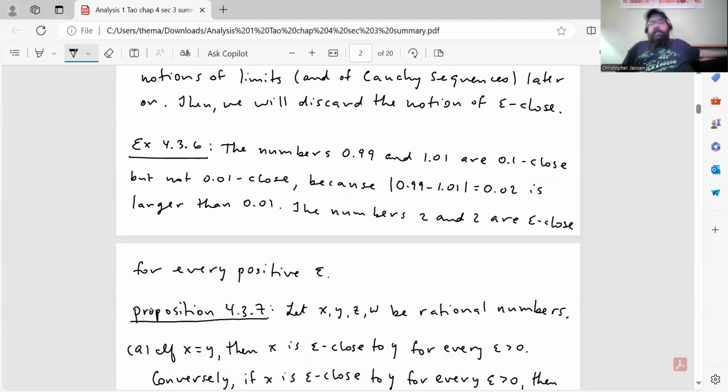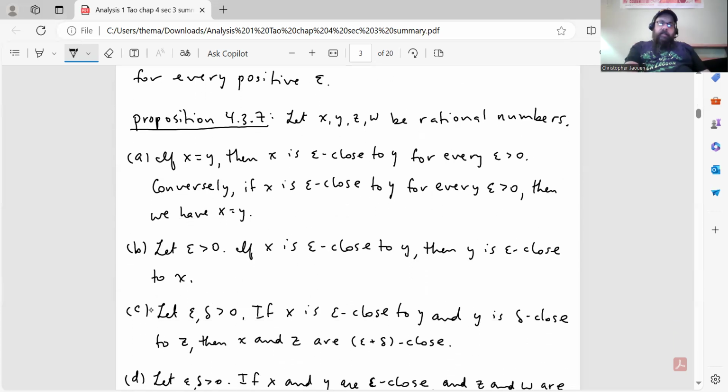Right, he gives an example too, just to give a more concrete sense of what epsilon close means. The numbers 0.99 and 1.01 are 0.1 close, but not 0.01 close, because the distance between 0.99 and 1.01 is equal to 0.02, which is larger than 0.01. The numbers 2 and 2, the same number, are epsilon close for every positive epsilon. All right, then we have a proposition here.